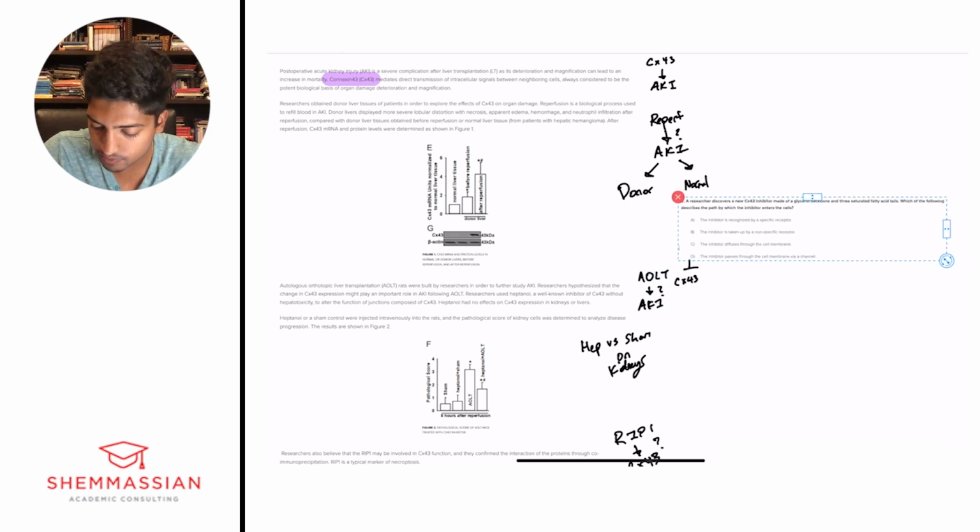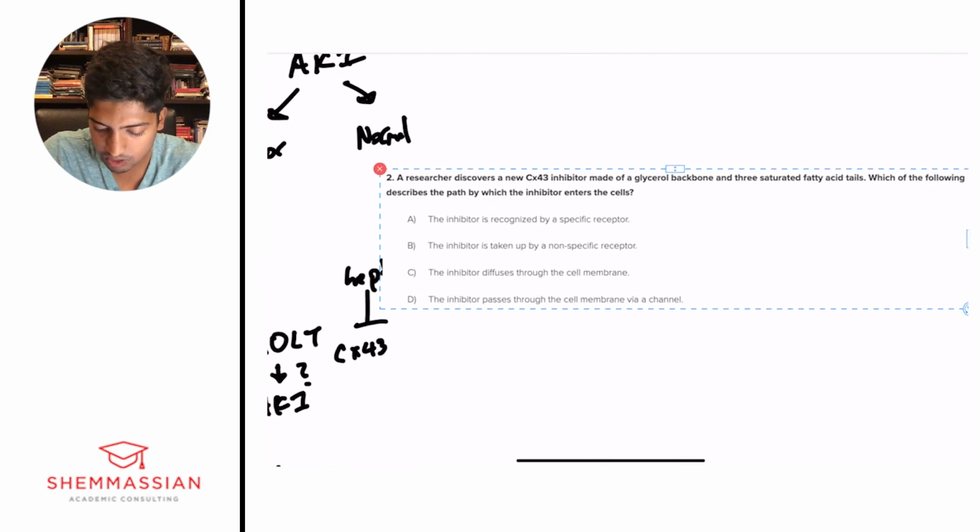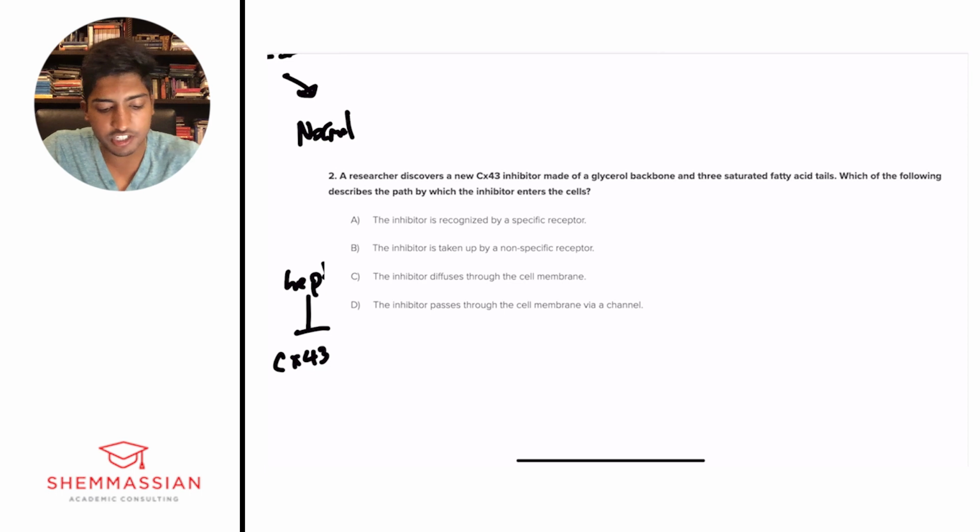Alrighty. Okay. A researcher discovers a new CX43 inhibitor made up of a glycerol backbone and 3 saturated fatty acid tails. Which of the following describes the path by which the inhibitor enters the cells? A. The inhibitor is recognized by a specific receptor. B. The inhibitor is taken up by a nonspecific receptor. C. The inhibitor diffuses through the cell membrane. Or D. The inhibitor passes through the cell membrane via a channel.